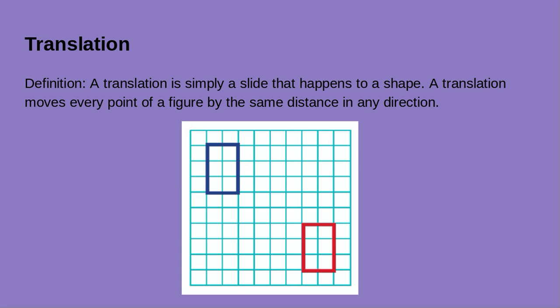So what is a translation? A translation is simply a slide that happens to a shape. A translation moves every point of a figure by the same distance in any direction.